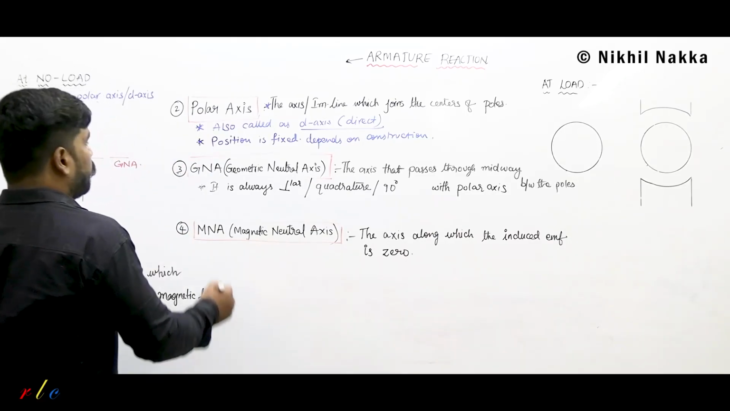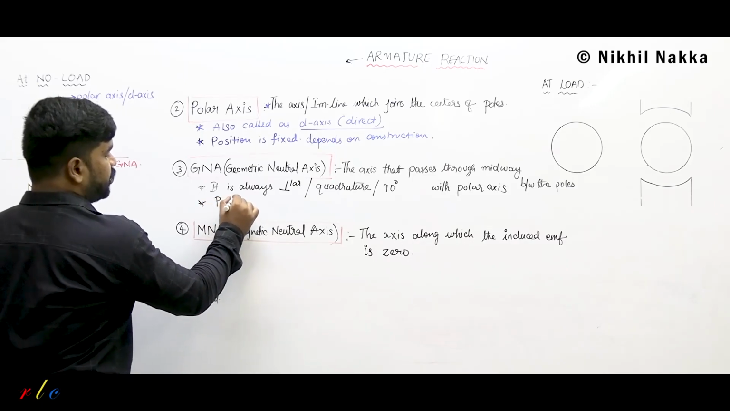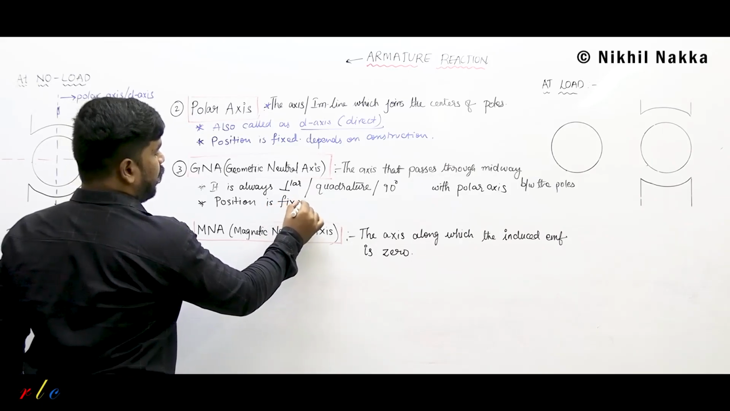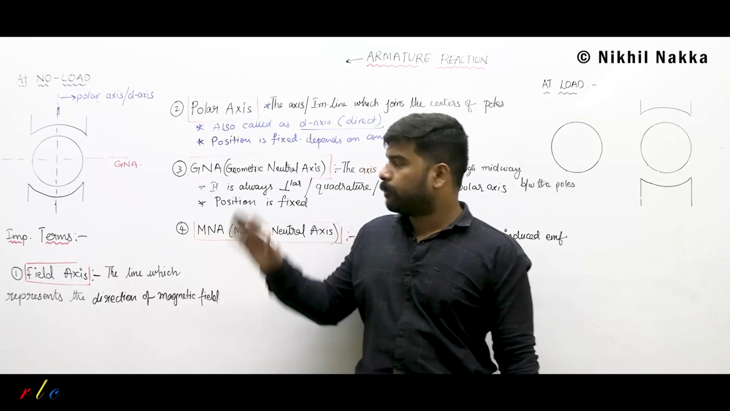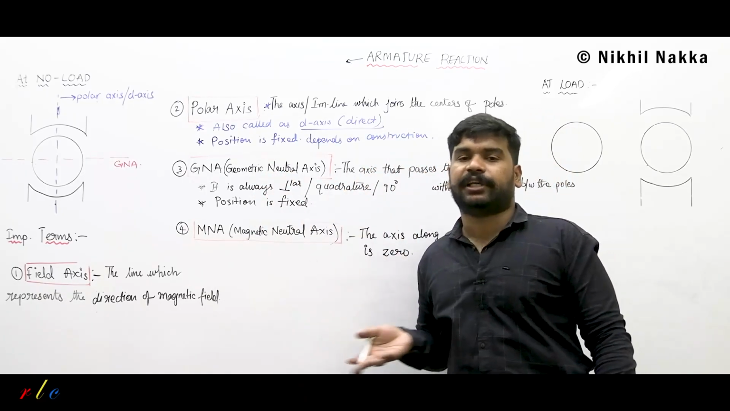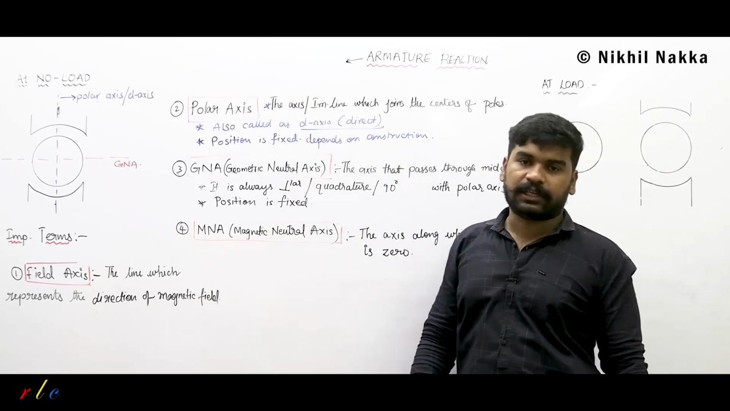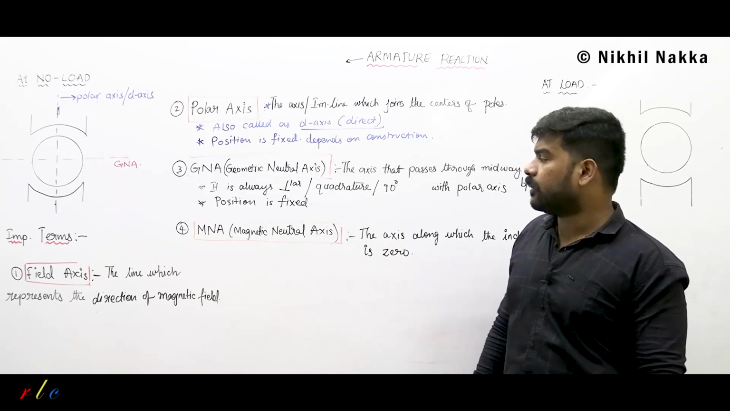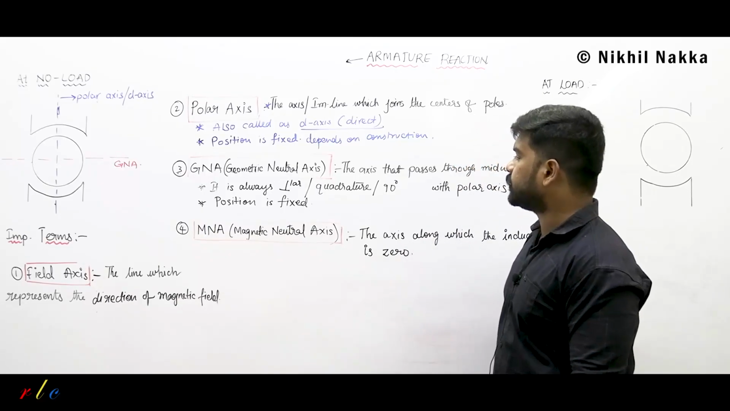And when you talk about the position, do you think it is a fixed position? Yes, the position is fixed. Why? Because I told you that it is a line which is 90 degrees to the polar axis, and if the polar axis changes, then GNA will also change. But the polar axis is not going to change because it depends on the construction, and the GNA position is also fixed, it doesn't change with any other factor because it also depends on the construction.